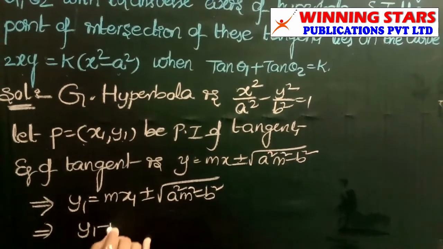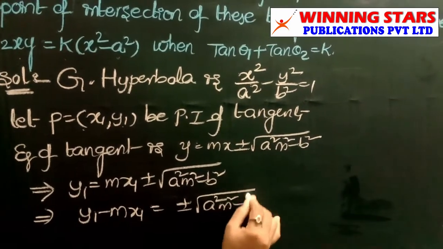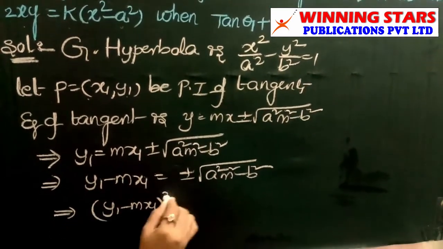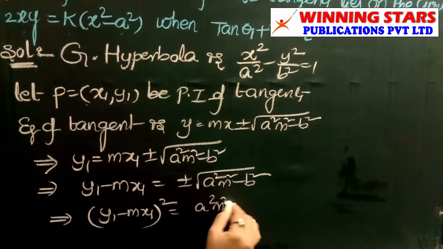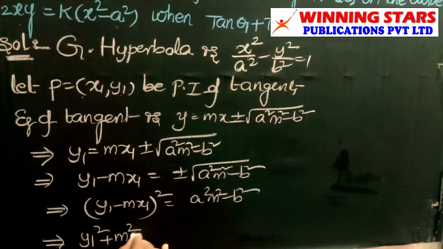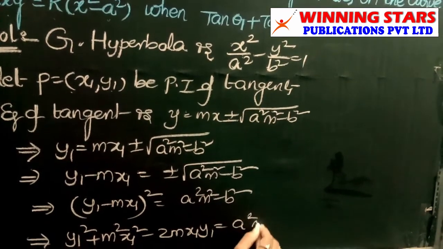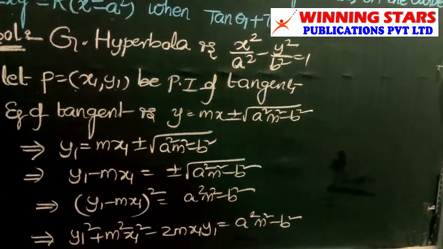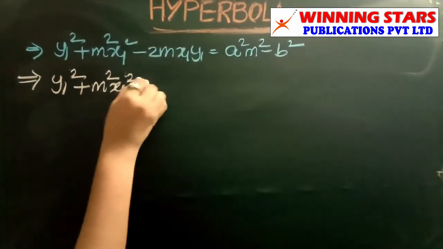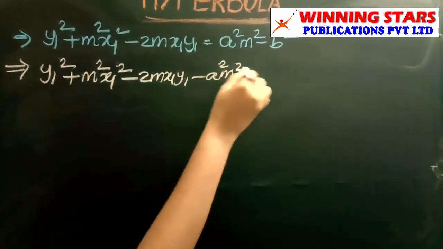That implies y1 − mx1 = ± √(a²m² − b²). Now squaring on both sides, then (y1 − mx1)² = a²m² − b². Here square and square root get cancelled. Now taking the expansion here, y1² + m²x1² − 2mx1y1 = a²m² − b², which implies y1² + m²x1² − 2mx1y1 − a²m² + b² = 0.